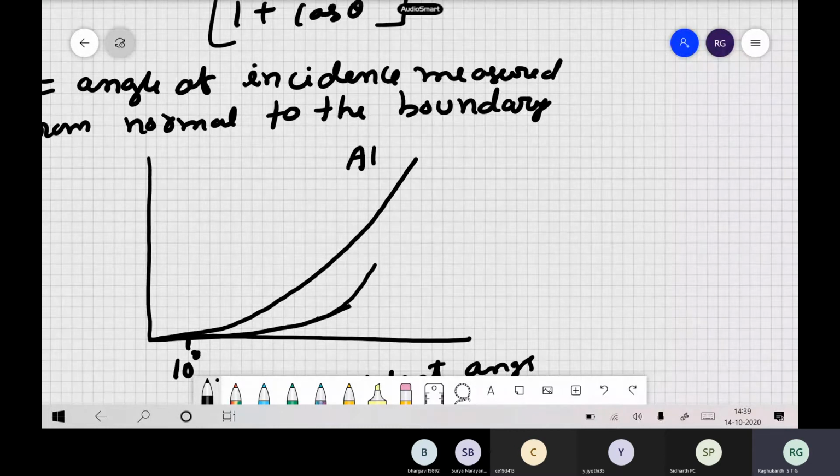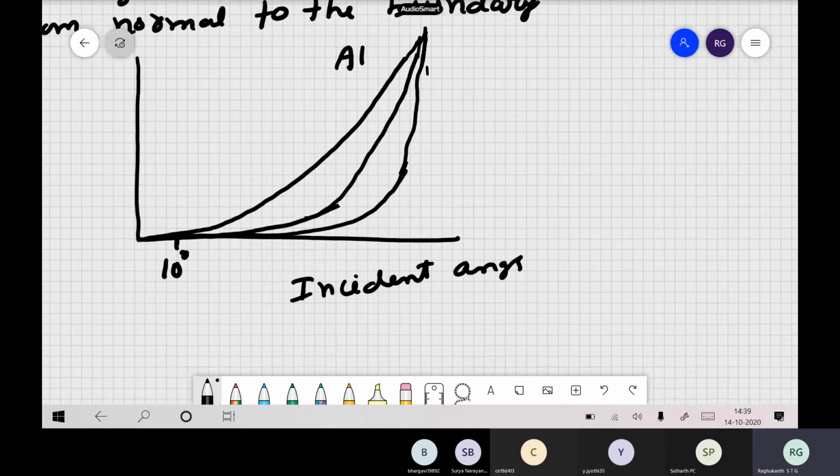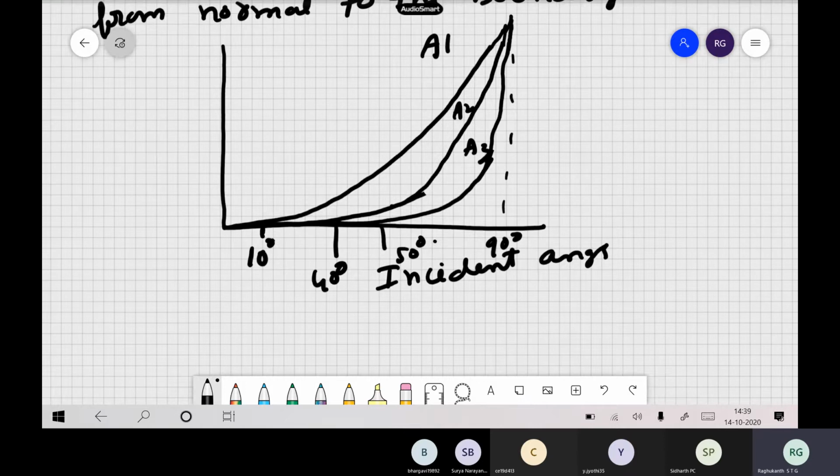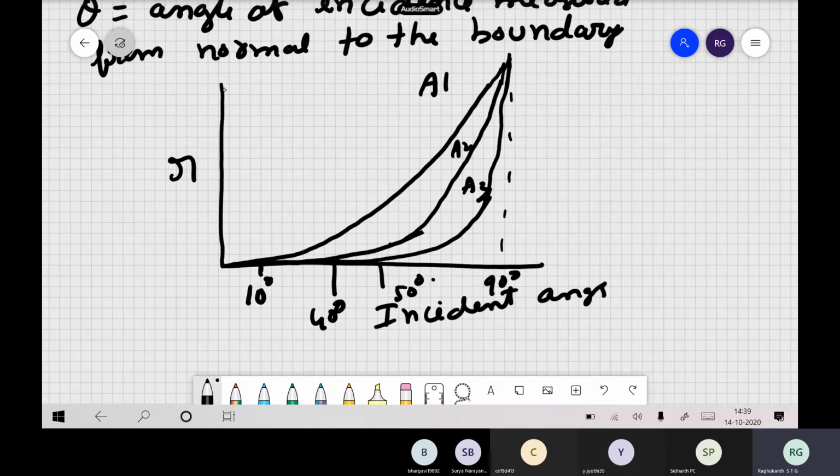It goes something like this. Now this is our A3. If you try to plot all of them, they go like this. This is almost 90 degrees. So this is A1 and A2, and this is A3. This one comes to somewhere around 40 degrees, whereas in this case it comes to around 50 degrees. And this is our R actually. So now what does it tell you?